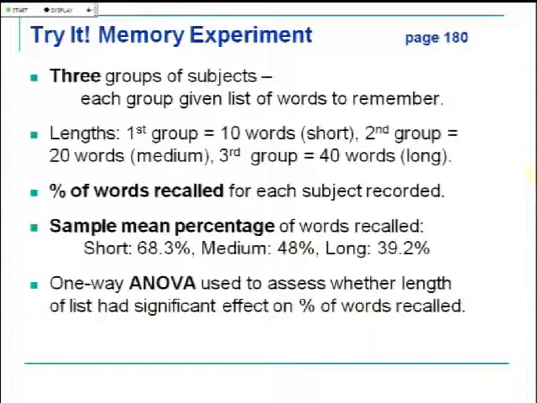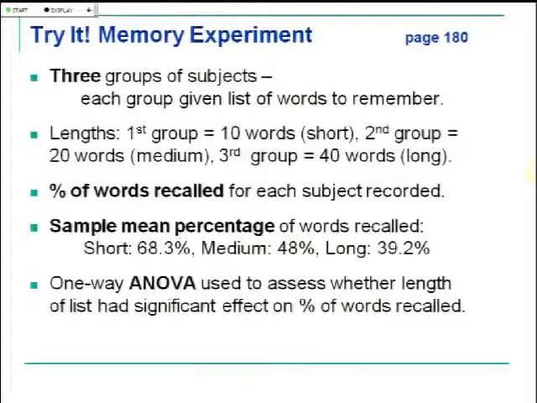All right, we have 3 groups of subjects. They're each given a list of words to remember. Have you ever done that, where you get a list of words and you have so much time to look it over, then you try to recall as many of those words as you can? Well, for this experiment, the 3 different lists were of different lengths. There were only 10 words in the first list. There were 20 words that they were asked to look over and try to memorize in that second group list.